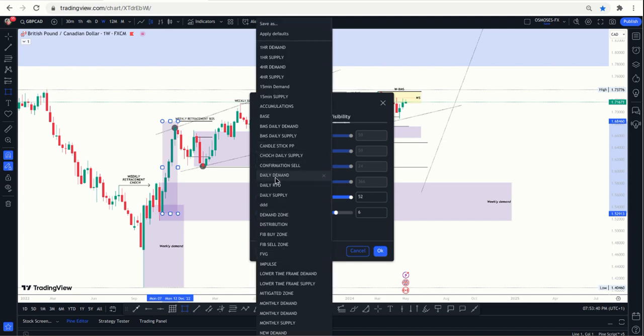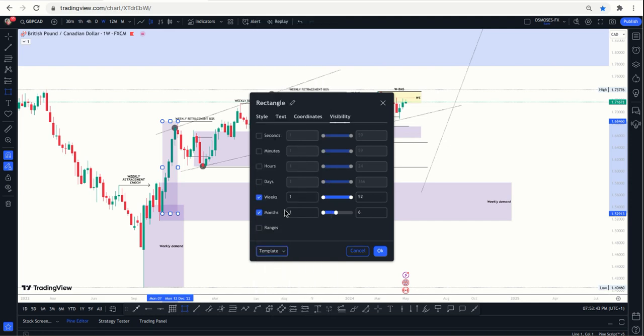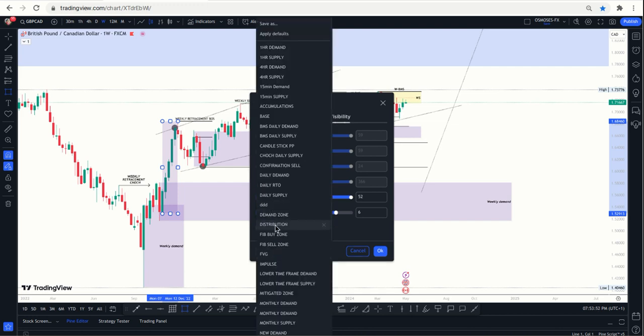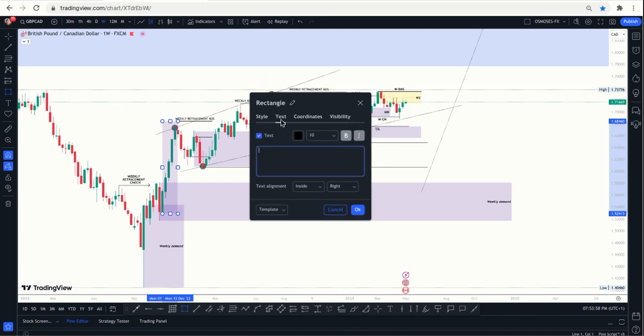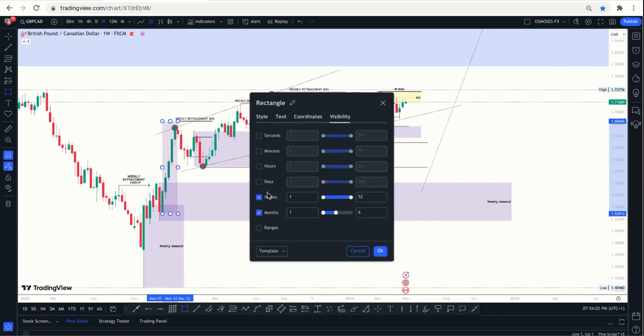Where's my impulse? My impulse is down here. Okay, has it changed? I'm not sure. It hasn't changed. Nothing changed, but my visibility should be on. This is 1 week. Yes, it just changed, because I know it doesn't show on this time frame. So this is weekly and daily. Let me just leave it in this zone.